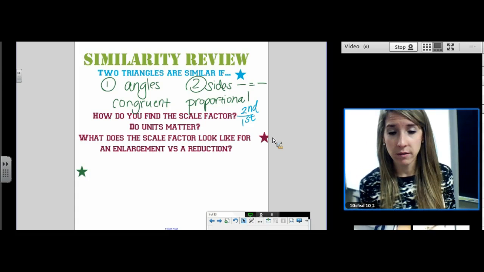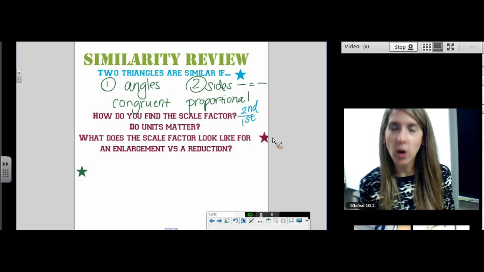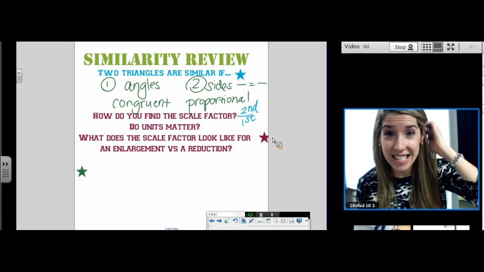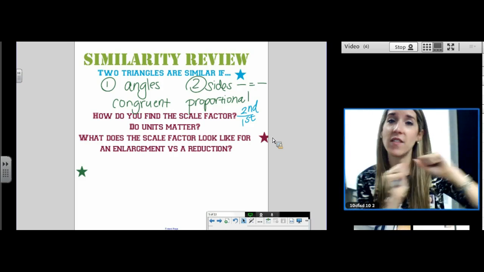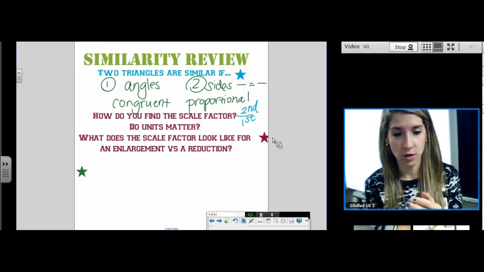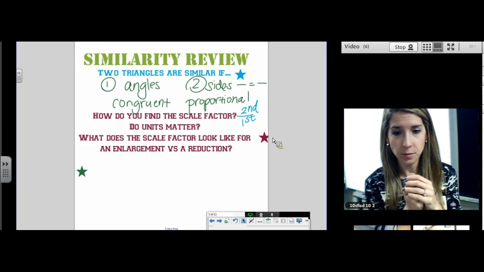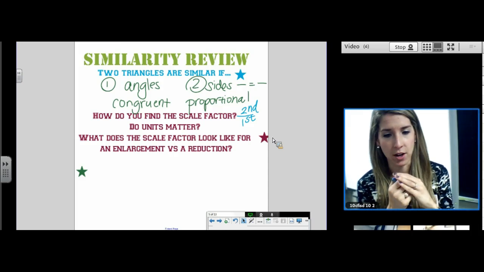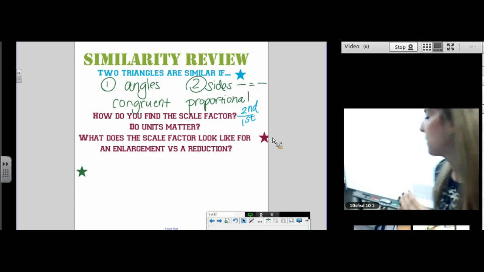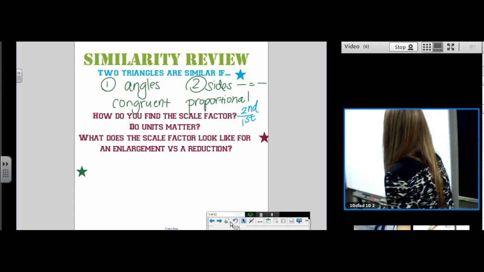Do you have to reduce? Of course you have to reduce. So if your scale factor is 4/6, like I grabbed 4 from my second figure and 6 from my first figure, then my scale factor is really 2/3. You always reduce. Do units matter? So let's say, let me go on a sidebar.